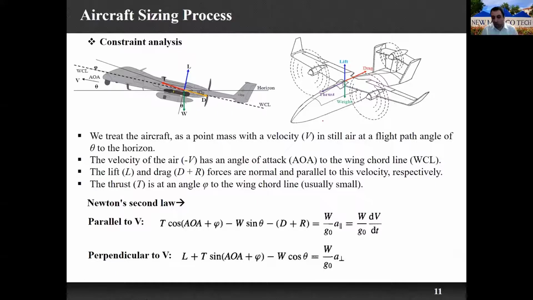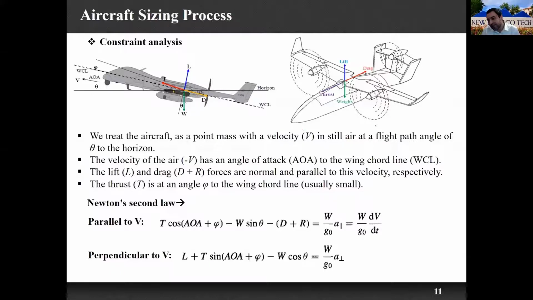As I said, I'm not going to show all of these equations and ask you about them at all, just to show you what the physics behind this is and why this is happening, why you are doing this calculation, and how we can select our wing loading or thrust loading.